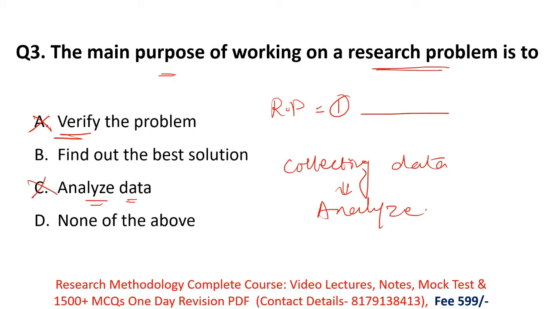Then option B is find out the best solution. Yes, why do researchers work on a research problem? Because we have to find some best options and some best solution for this research problem. Remember, a researcher always wants to find the best solution to their research problem. So the main purpose of working on a research problem is to find out the best solution. That's why here the correct option is option B.